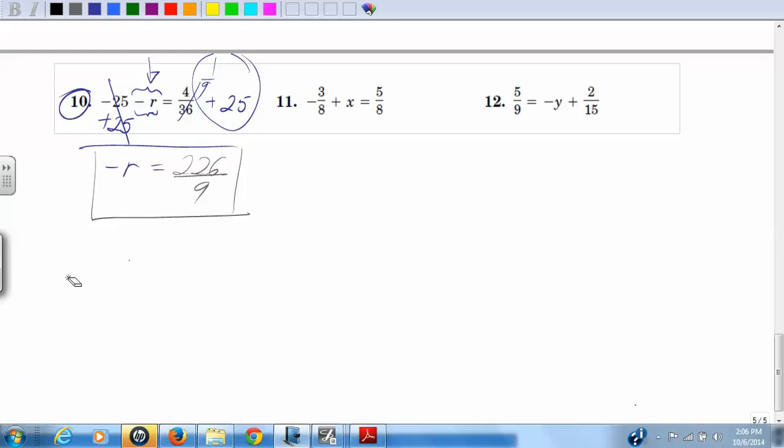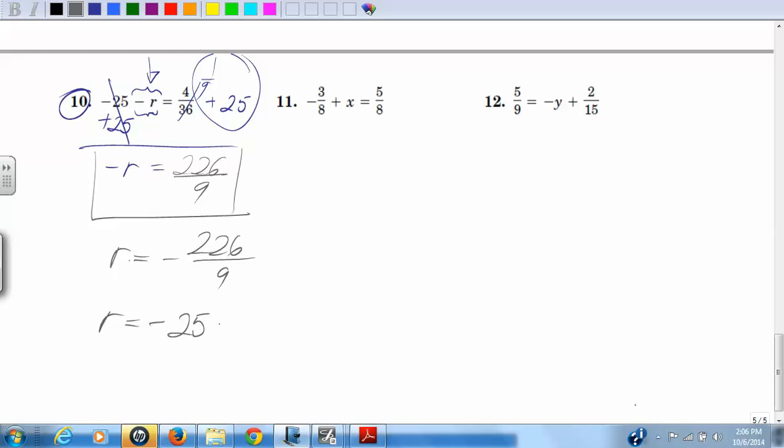Okay, and now I have, because my negative r is 226 over 9, my r will be the opposite of that, would be negative 226 over 9. And if you want, you can change it into a mixed number, right? 9 goes in 22 how many times? Well, first of all, would be negative. 9 goes in 22 2 times, right? 2 times 9, 18. Out of 22 will be 4. 9 goes in 46 5 times. 5 times 9, 45. Out of 46 will be negative 25 and 1/9. Okay, and that's your r.